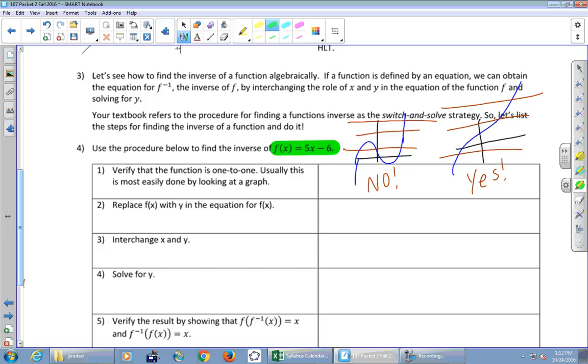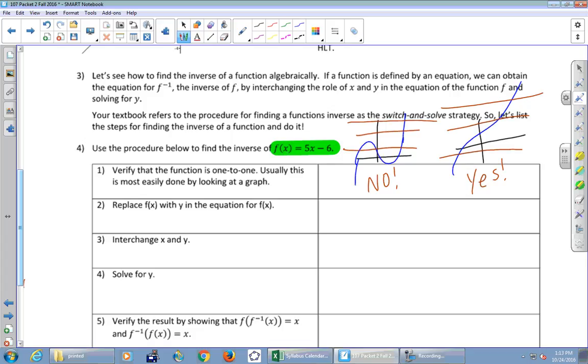5x minus 6. First step is to think about whether or not the function is 1-to-1. Is the inverse of this function also a function? That's the question. Well, just graphically, y equals 5x minus 6. It's just a line, right? Fairly steep line. Is there any horizontal line that hits more than once? For sure, no. So this guy is 1-to-1. So its inverse is a function. So we're moving on to step 2.